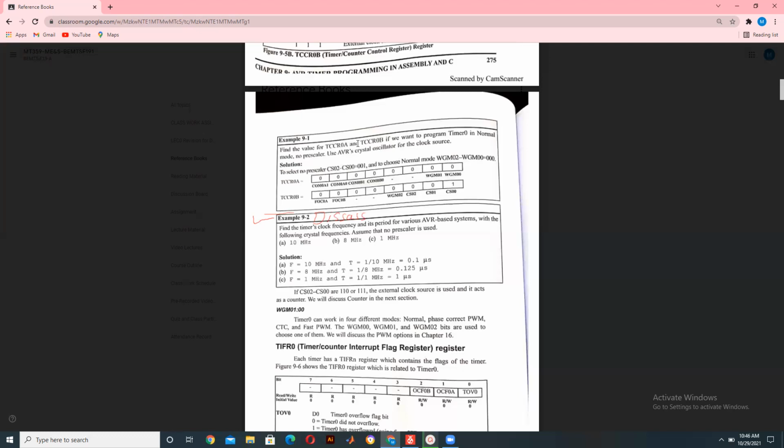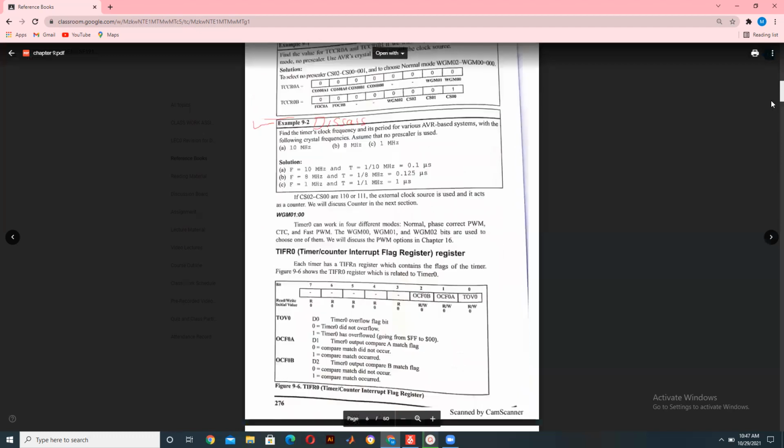Then we have example number 2: find the timer clock frequency and its period for the various AVR-based systems with the following crystal frequencies. Assume that no prescaler is used. First is 10 megahertz. The formula is T equals 1 divided by frequency, so time is 1 divided by 10 megahertz, which is 0.1 microseconds. If the frequency is 8 megahertz, then 1 divided by 8 equals 0.125 microseconds. If f equals 1 megahertz, then it would be 1 microsecond.